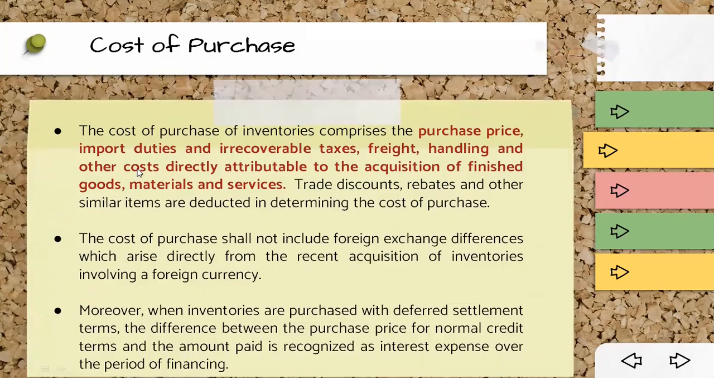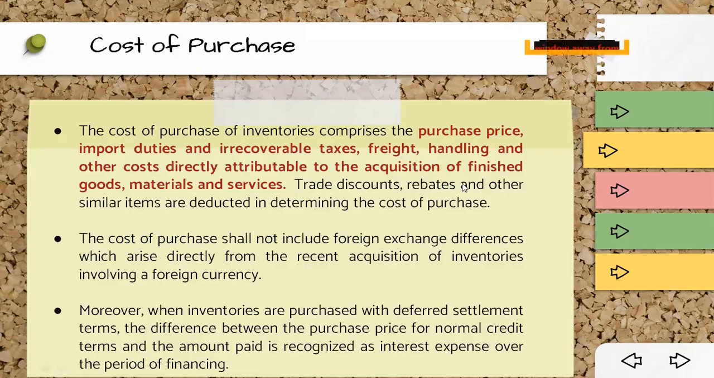So, yung cost of purchase, of course, no, the cost of your inventory will include the cost of purchase. So, ano ba yung kasama sa cost of purchase? So, yung purchase price, yung import duties and irrecoverable na mga taxes, yung freight, yung handling and other costs directly attributable to the acquisition of finished goods, materials, and services. So, these are the cost of purchase which should be part, I mean, part siya ng inventory mo.